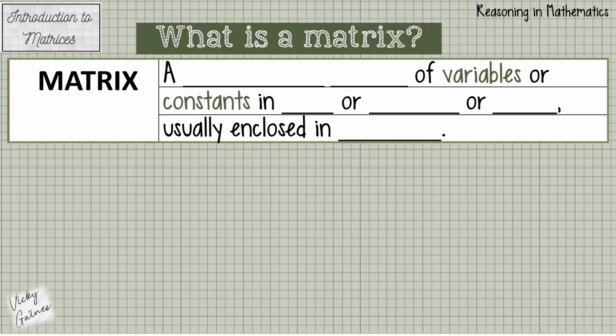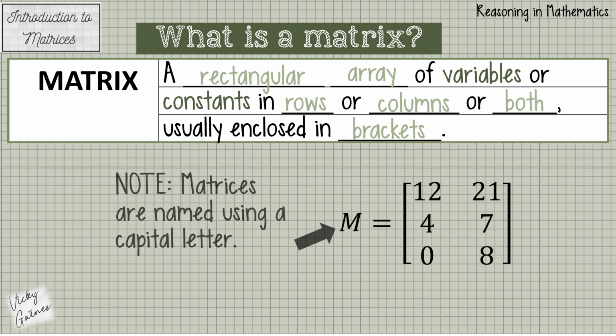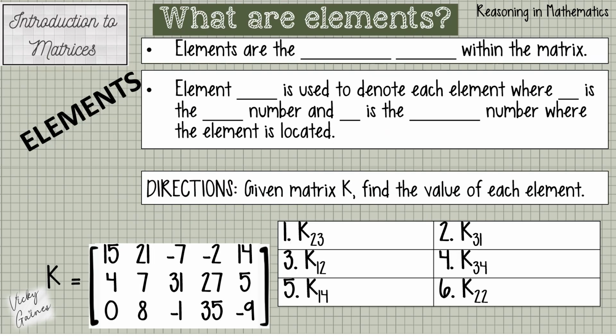What is a matrix? A matrix is a rectangular array of variables or constants in rows or columns, or both, usually enclosed in brackets. Here's one. Matrices are named using a capital letter, so that is matrix M. And we'll find out more about everything that goes into a matrix in just a minute.